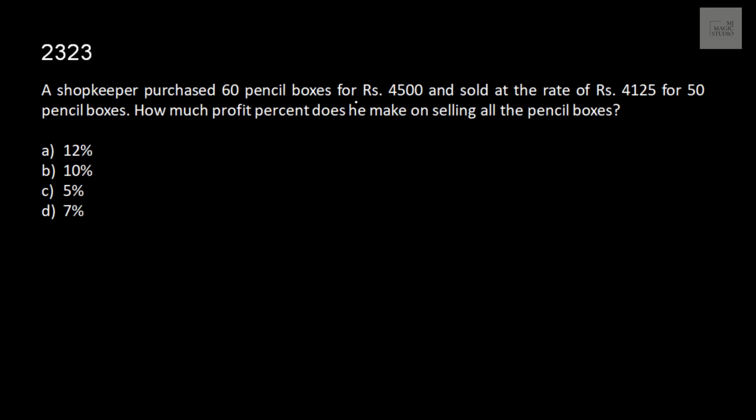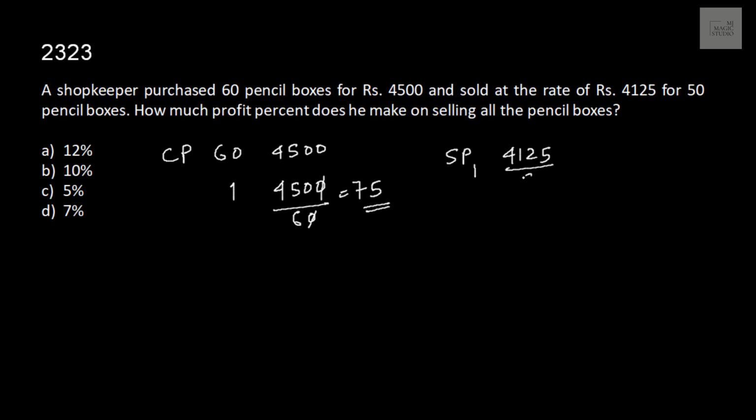A shopkeeper purchased 60 pencil boxes for 4500. That means cost price of 60 is 4500. We can very easily calculate cost price of 1. That would be 450 by 6, 7, 42, 75. Cost price of 1 pencil box is 75. And sold at the rate of 4125 for 50 pencil boxes. So selling price of 1 is 4125 by 50. Let me double it up. So it will be 82.50.